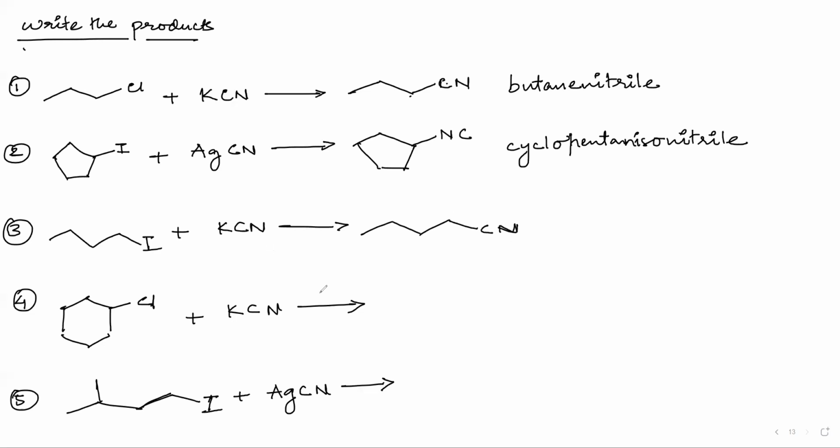This is CN because there is KCN here, and this also will be CN, carbon to carbon. Here only nitrogen can attack because this is covalent, and that is why we will get NC here. Okay, so what will be the name of this particular compound? Here we have 1, 2, 3, 4, 5. So this will be pentane nitrile.